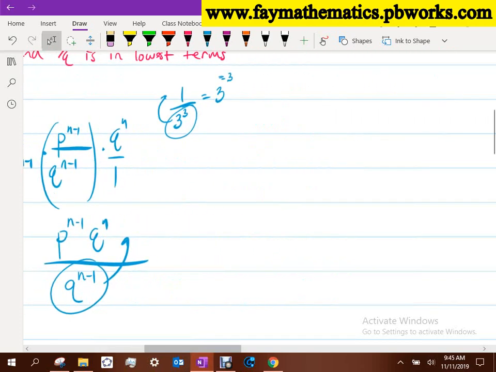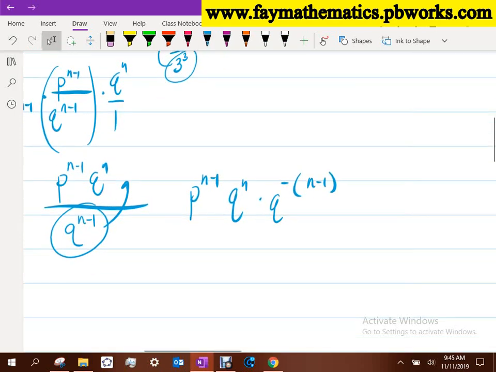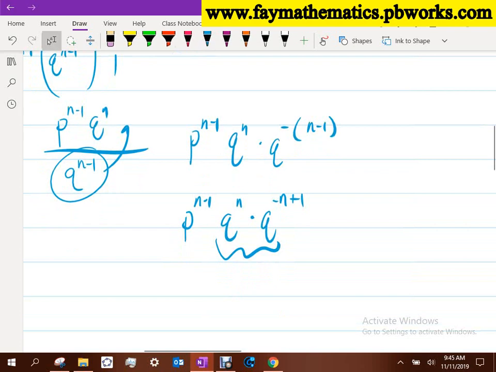And when we do that, some nice things are going to happen. P to the n minus 1, q to the n. Now, I need to negate this, so it's going to be q to the negative n minus 1, right? Well, let's think about that. P to the n minus 1, q to the n times q to the negative (n minus 1), right? Are these like bases? What do you do with the exponents of like bases? You add them. It gives me n plus negative (n minus 1).